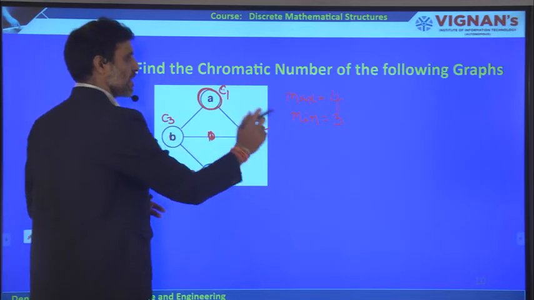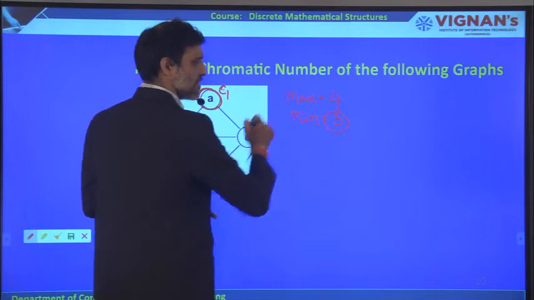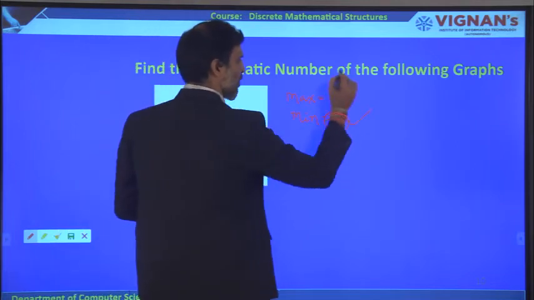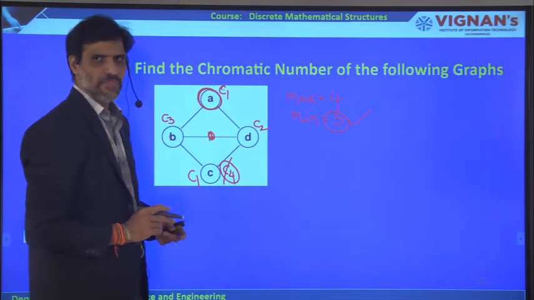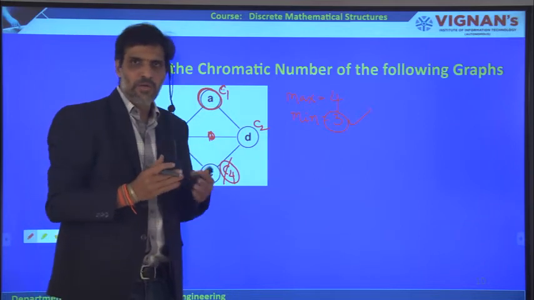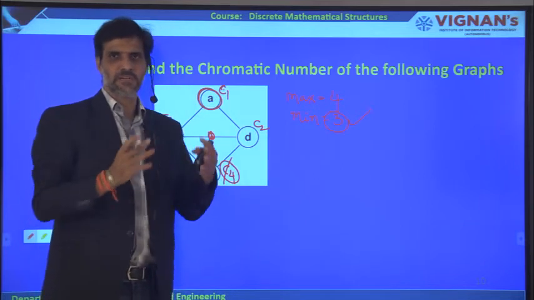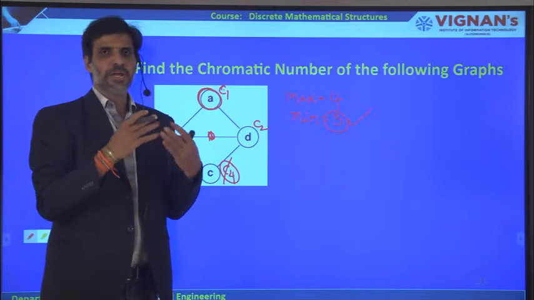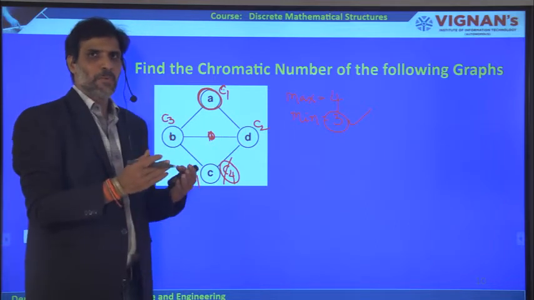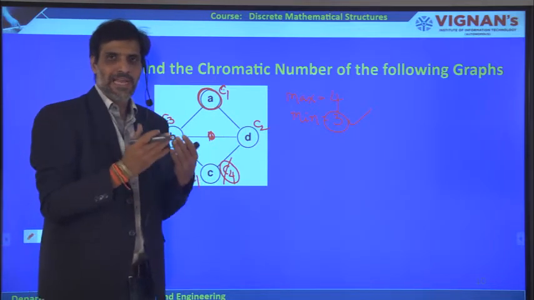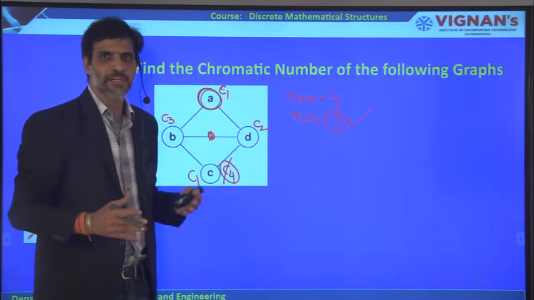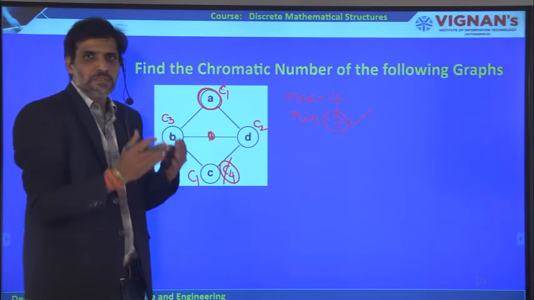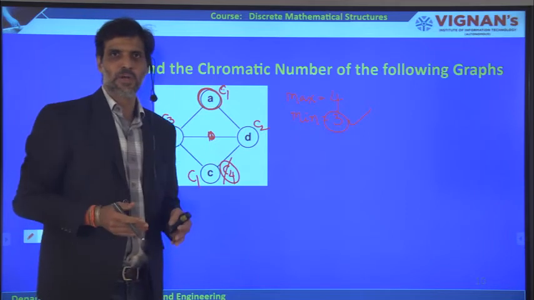So therefore the minimum number of colors here is 3. This is called the chromatic number of the given graph. This is how we can find it. While you are going to color the vertices of a graph, try to check the possible minimum number of colors with which we can fill all the vertices of the given graph. That minimum number is called the chromatic number.